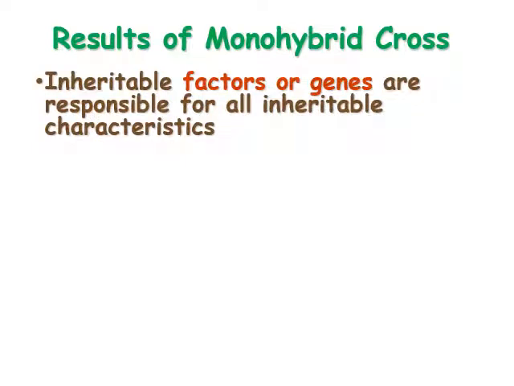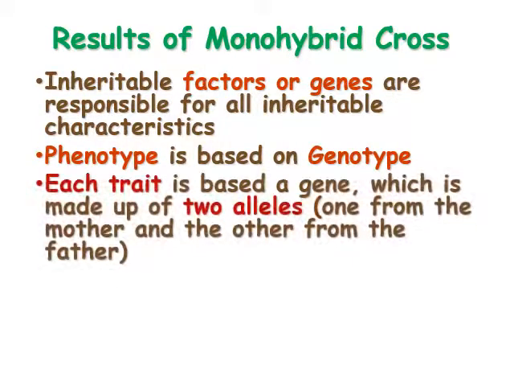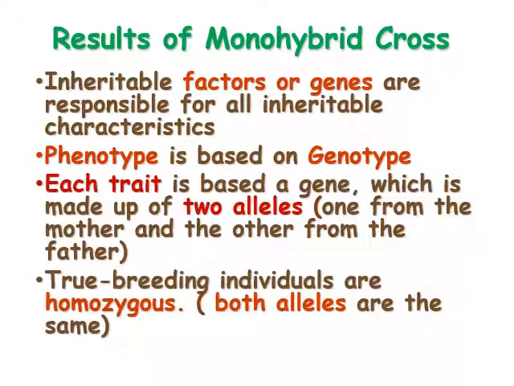So we can sum up the results of the monohybrid cross as follows: inheritable factors or genes are responsible for all inheritable characteristics. Phenotype is based on genotype. Each trait is based on a gene which is made up of two alleles, one from the mother and one from the father. And true breeding individuals are homozygous. That means both the alleles are the same or identical.